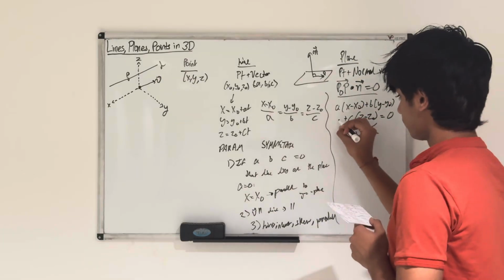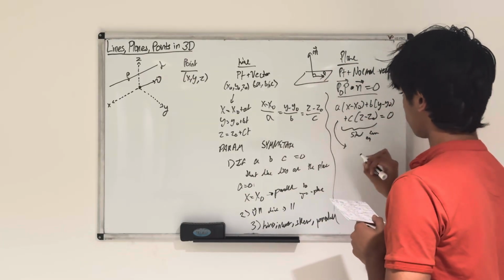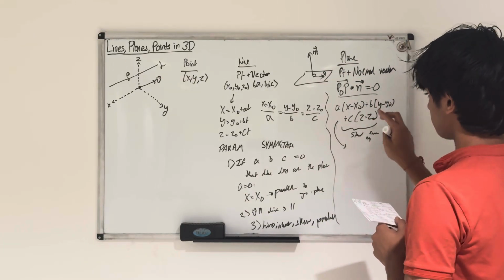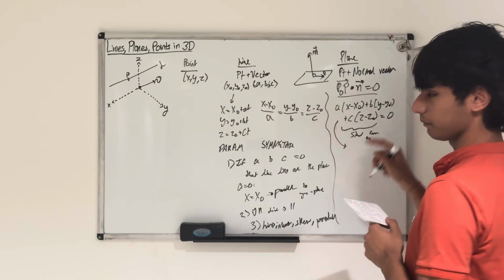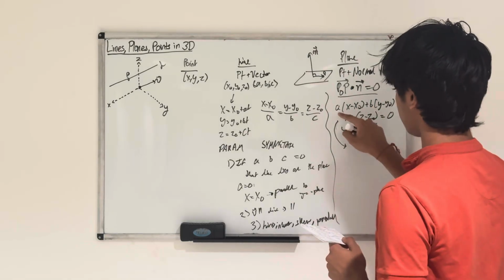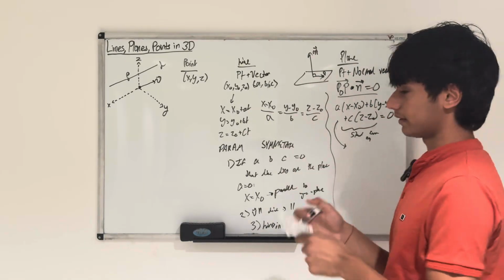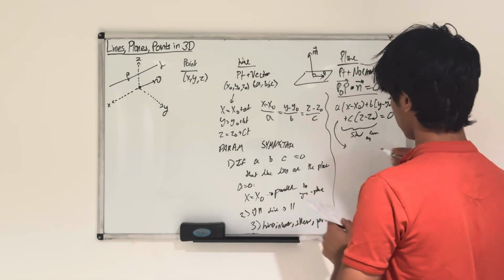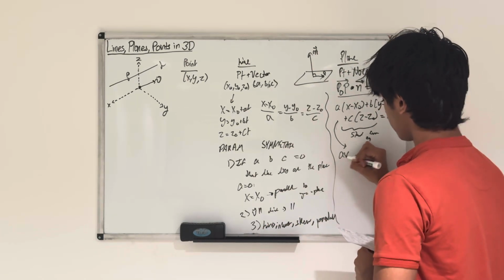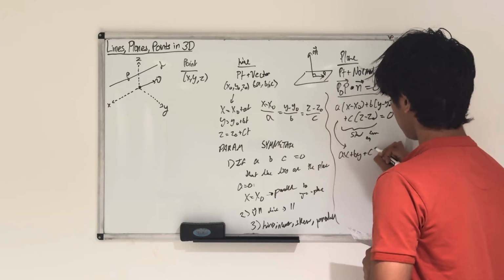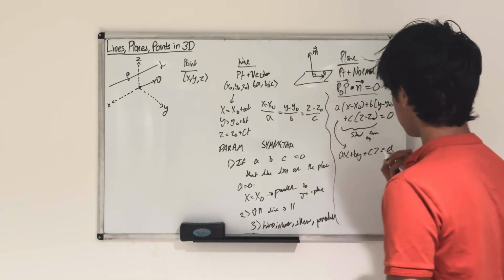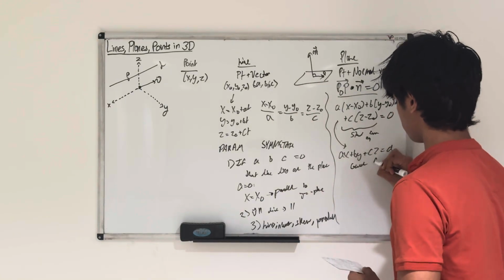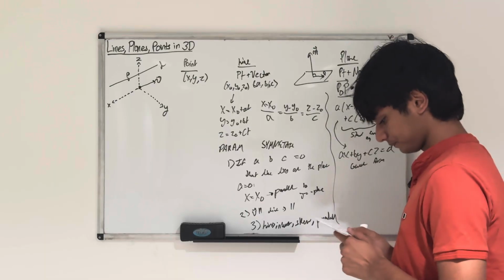Next, if we take this equation and we expand it, what we get is ax minus ax0 plus by minus by0, plus cz minus cz0. Those are all constants, right? And so we can take these constants and put them all in another constant called d and move it to the right side. If we do that, we get that ax plus by plus cz is equal to d. And this is called the general form for a plane equation.